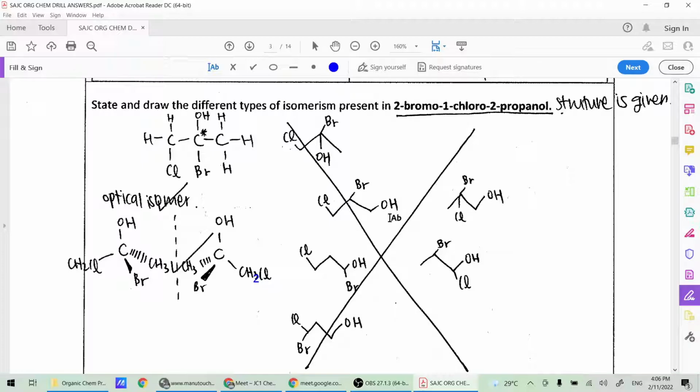Don't need to draw any other compound. As in, you don't have to draw the structural isomers of this because the structure has already been given to you. So you just have to use what is given. Alright.